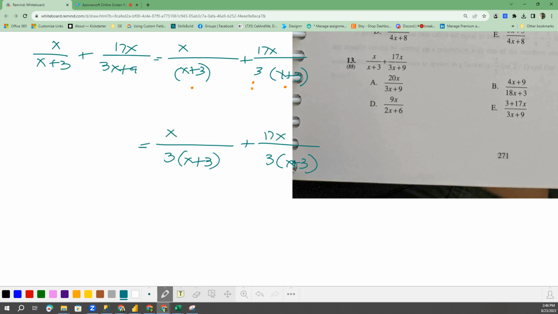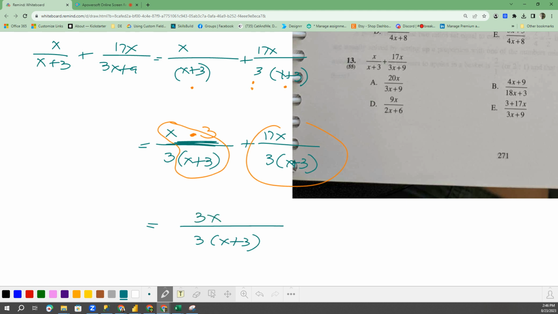And then we do the circle. Like that. So therefore, this top right here needs to be multiplied by 3. And this one is just the same. So now we can rewrite everything in one denominator, 3 times x plus 3. I just copy that. And in the top here is x times 3, 3x, plus 17x. What is 3x plus 17x? That's 20x over 3 times x plus 3.